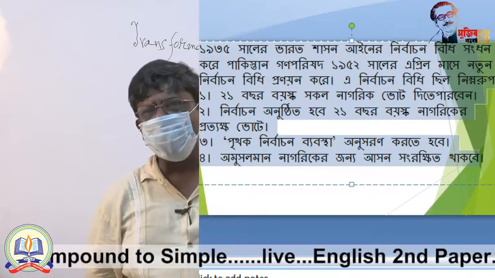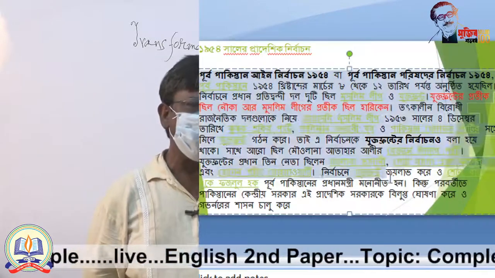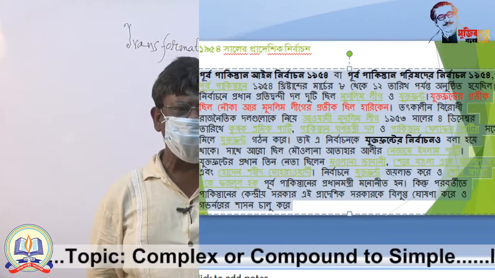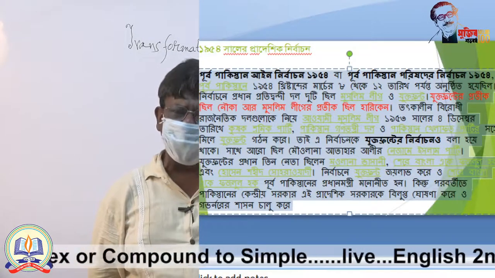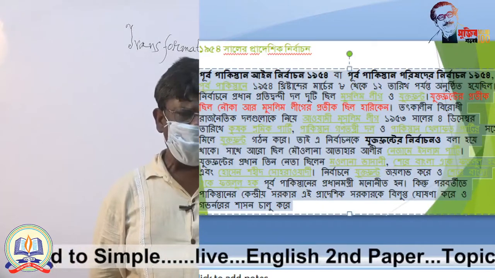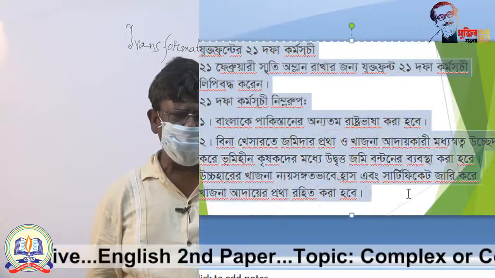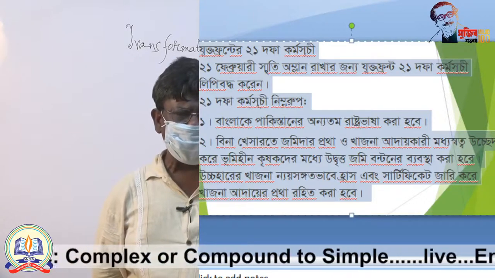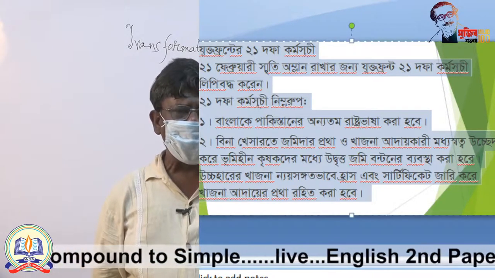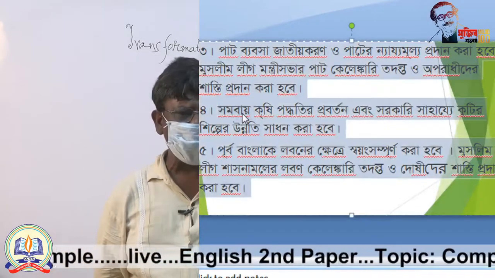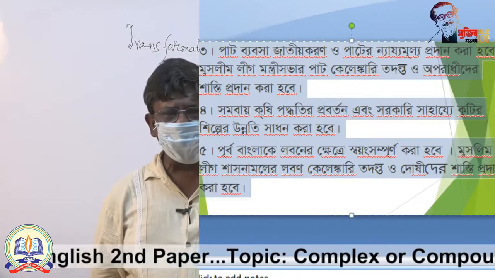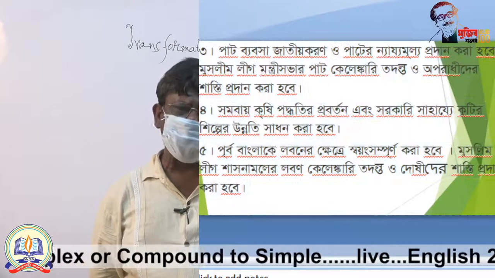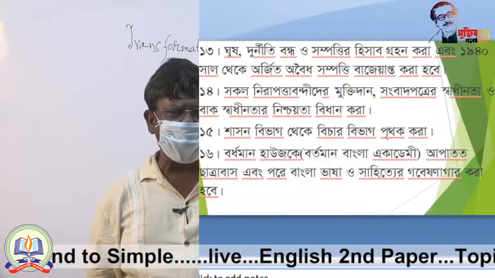You know, as I gave you the idea, a simple sentence means a sentence consisting of only one clause or only one finite verb, while a complex sentence or a compound sentence always has more than one clause. The difference is that the clauses in complex sentences are combined by the use of relative pronouns or relative conjunctions, while the clauses in compound sentences are combined with the use of conjunctions like and, but, or.